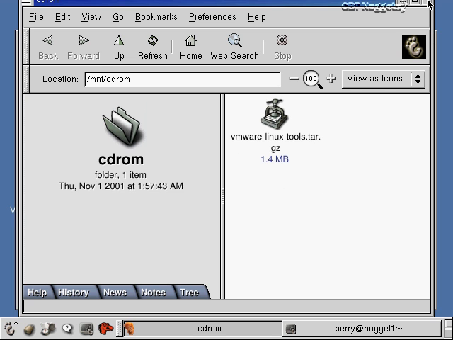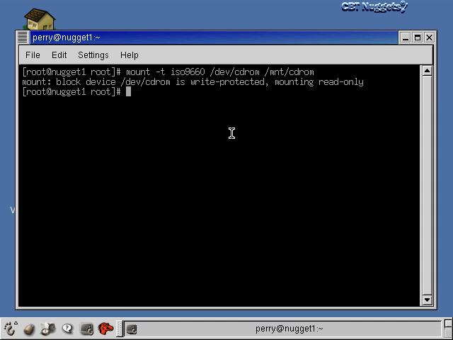So I'm going to close this window and go back and look at that message that got printed out. It says this block device /dev/CD-ROM is write protected, so it's mounting in read-only mode. That makes sense because I don't have a CD burner, I just have a CD player, so it makes sense that it's in read-only mode.